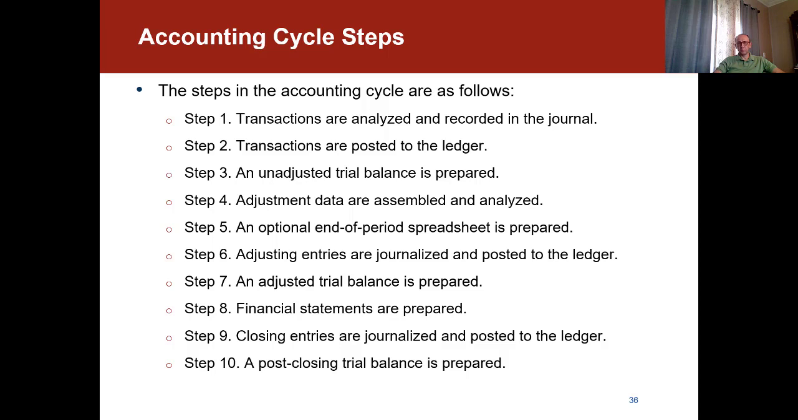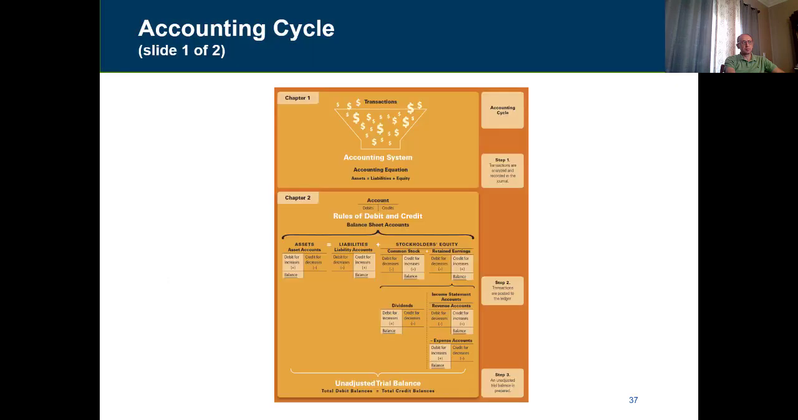Once these are prepared, we close the books by closing entries where we journalize them and post them to the ledger. And then the last step is to prepare the post-closing trial balance. So basically this is what we do during the accounting cycle. And why we call it a cycle, even though it's just steps, is because once you end by step number 10, you start over again in the next period with step number 1. So let's see a diagram that shows these steps.